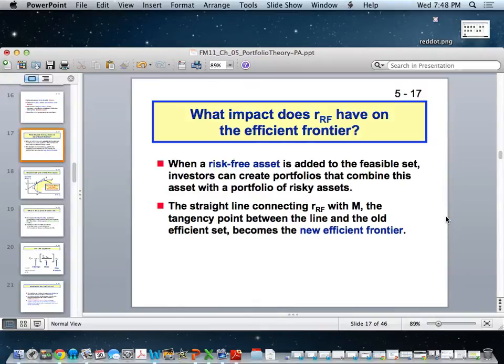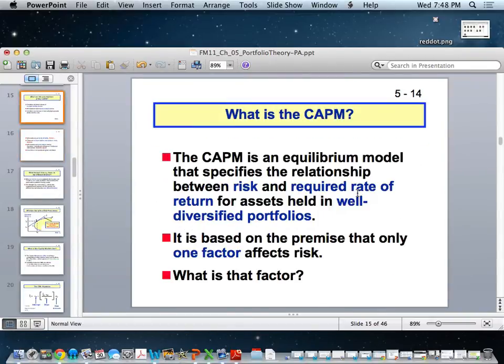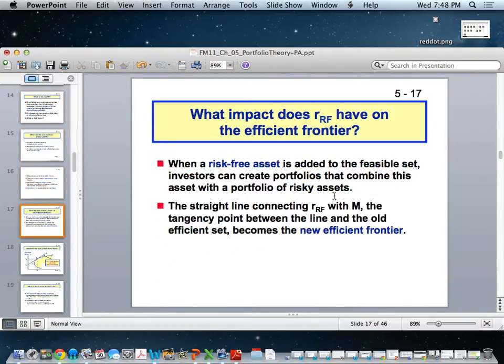Now introduce the risk-free asset. What happens then? When the risk-free asset is added to the feasible set, investors can create portfolios that combine this with the portfolio of risky assets. Remember, every asset on that curved efficient frontier is basically a risky asset, RA, RB associated with assets A and B. The straight line that connects RF with M, which is the tangency point between the line and the old efficient set, becomes the new efficient frontier.